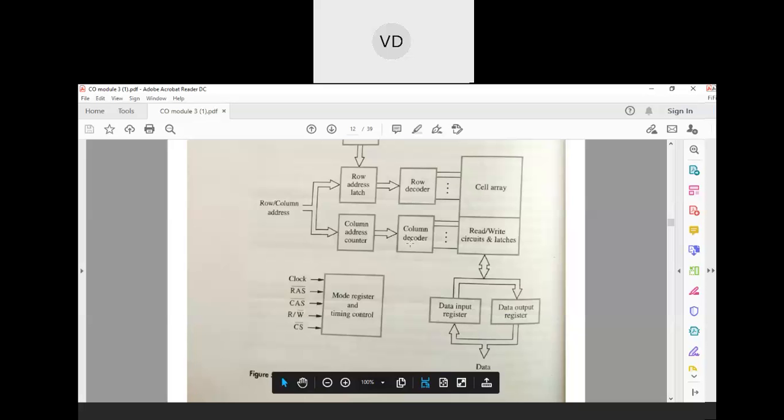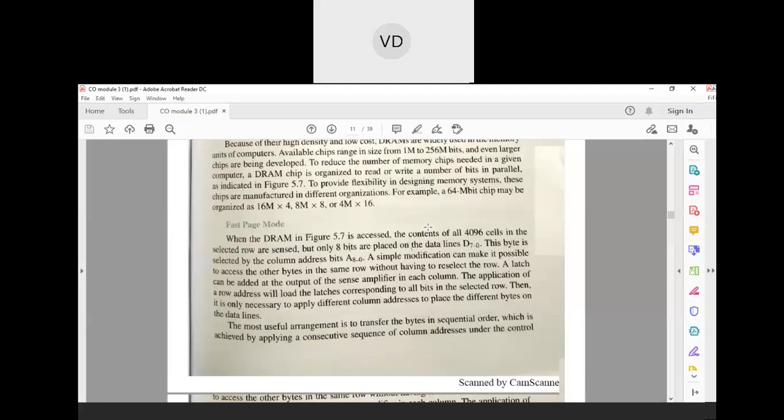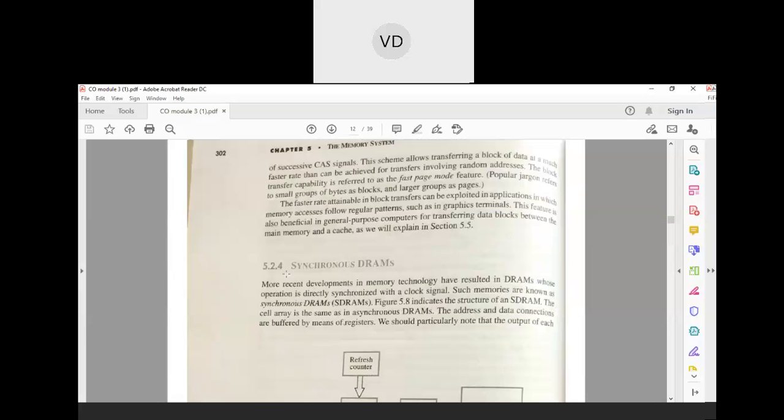But previously we had seen in the asynchronous, what was happening? Each of the circuitry was generating its own clock signals. Is it not? So there, specialized memory controller circuits provide the necessary control. Each of the blocks was having its own memory control circuits. I am speaking about asynchronous now. Each of them was having its own control circuits, which were providing the timing diagram. But that is not the case in these synchronous DRAMs.